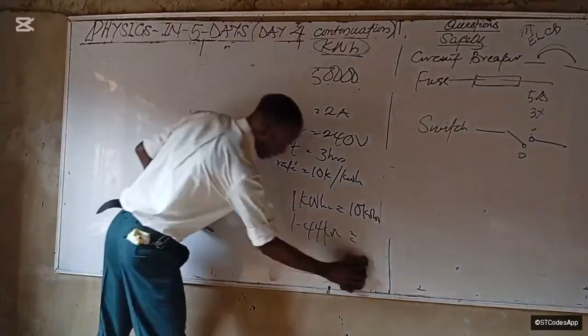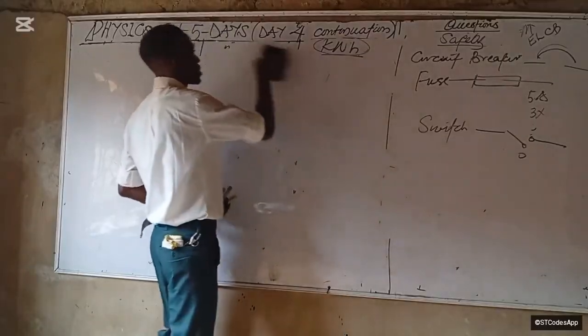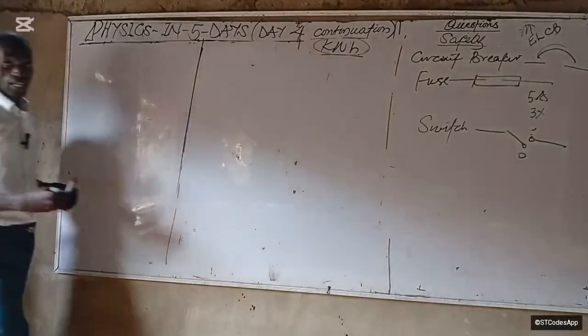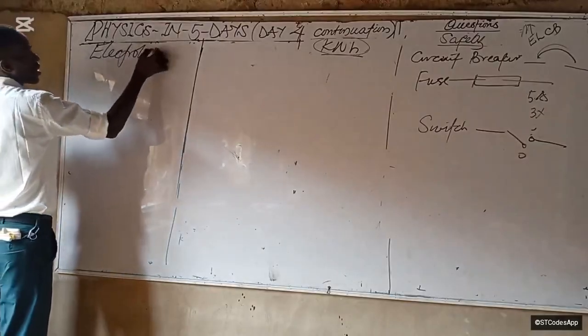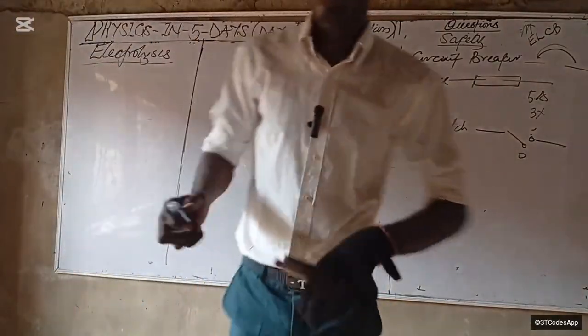So my point is this, that the circuit breaker, the fuse, and the switch, they are connected to the live wire. You know, there are 3 types of wire in the circuit. There is the live wire, which is usually red, and there's the neutral, which is usually black, and there's earth. Is that okay? So the neutral has no charge. It has 0 potential. The live has the highest potential. Is that okay? All right.